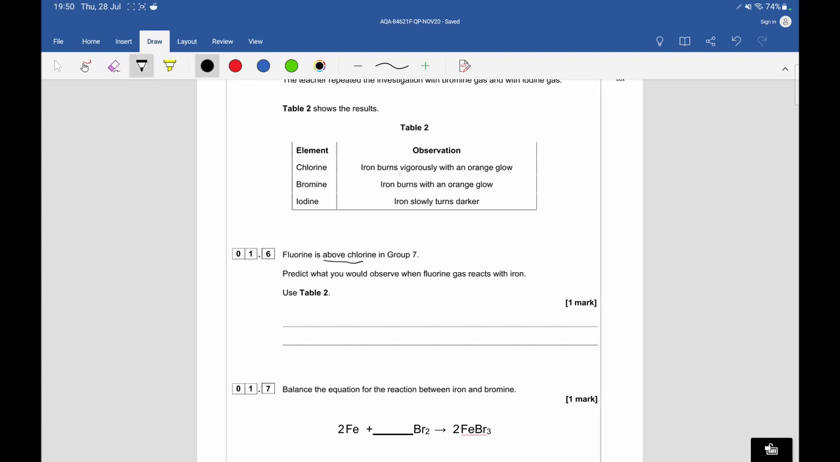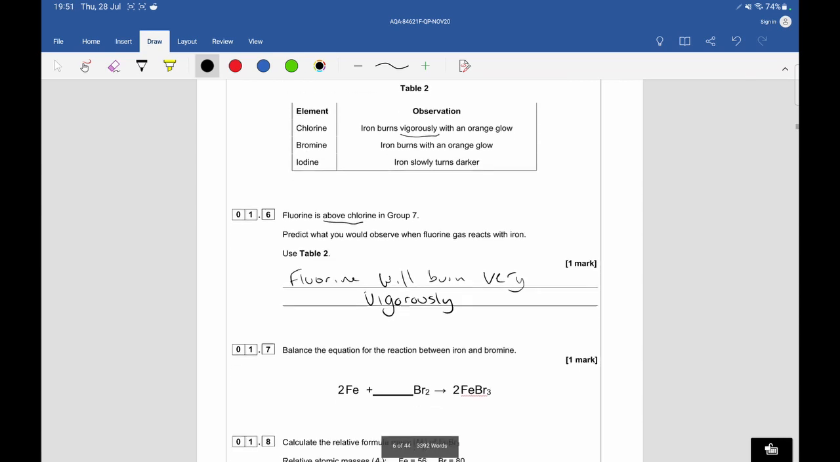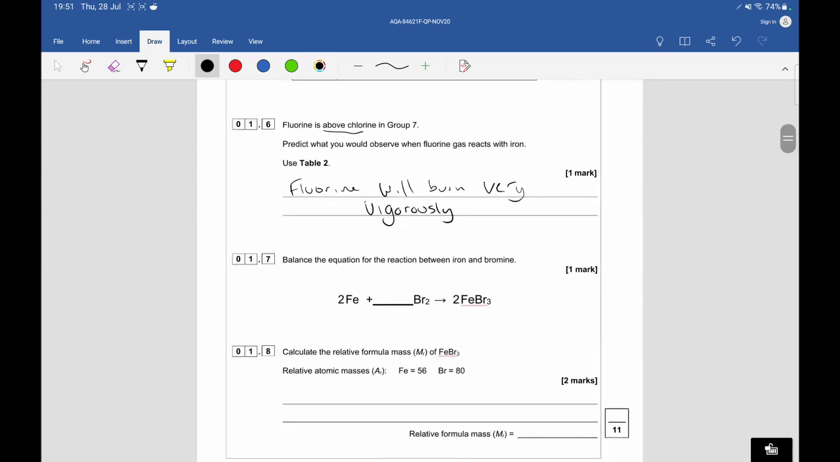So if iron burns vigorously, then our fluorine will burn very vigorously. We could also say violently. We could say it burns brighter, with a brighter glow. We get a flame, or even that it explodes. Any of those would be reasonable responses to work with here.